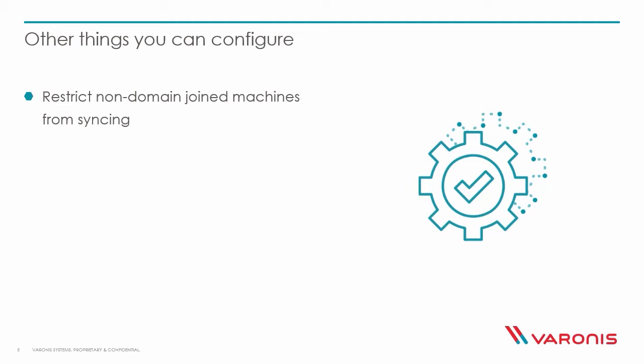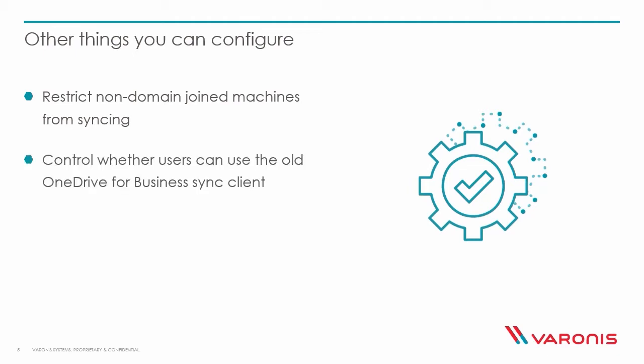You can also block users from using the old OneDrive for Business sync client, also commonly called Groove, as well as block the Mac sync. So if you have a lot of group policies which cannot apply to Macs, you can block Mac clients from using the OneDrive for Business sync client while still allowing them to use OneDrive for Business via the browser.